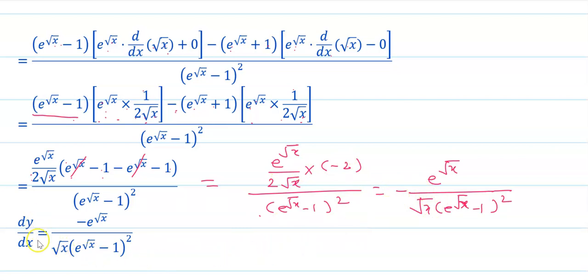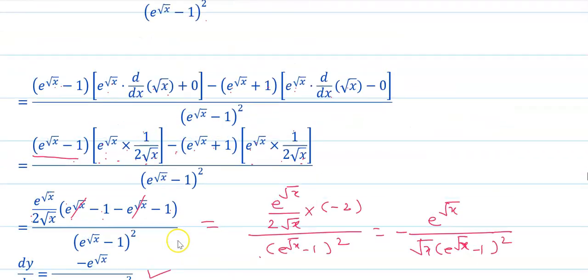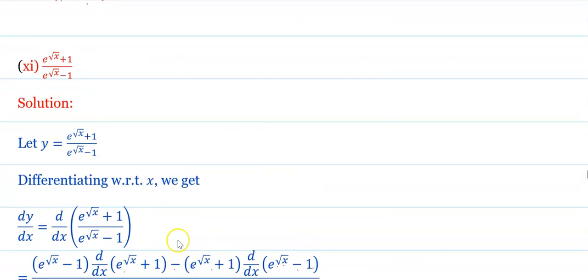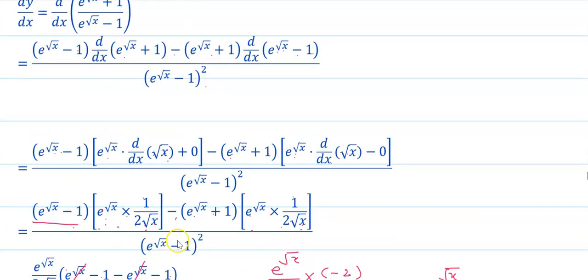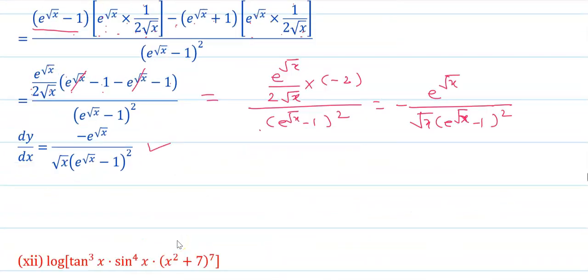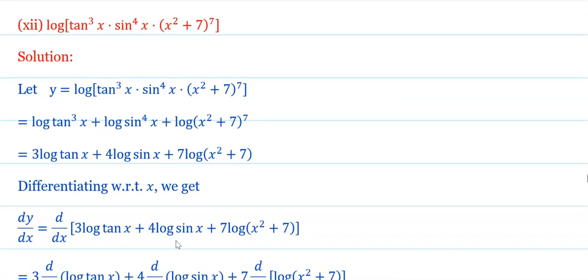Therefore dy by dx is equals to minus e raised to root x upon root x into, in bracket, e raised to root x minus 1, bracket square. This is the dy by dx. पुन्हा तुम्ही इथे बघू शकताय नॉर्मल क्वोशियंट रूल इथे अप्लाय केलेला आहे. Okay. Now the problem number 12.